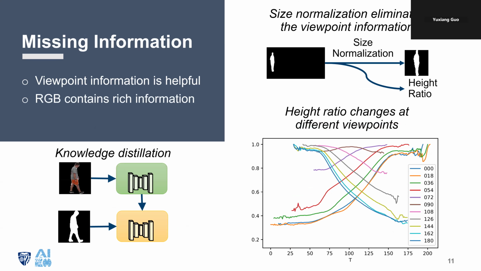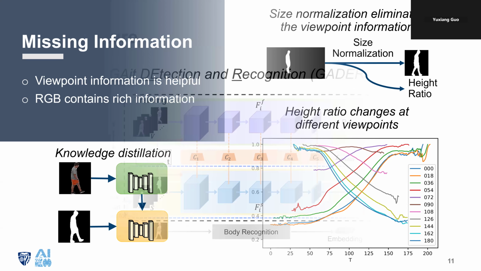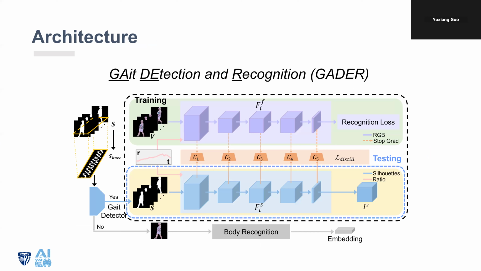Another direction is using the RGB to distill to the silhouette feature. What we did is we use a knowledge distillation method to get the knowledge from the RGB to get better feature extraction for the silhouette branch. Therefore, our total pipeline is like this. We name it the gait detection and recognition framework, GADER.